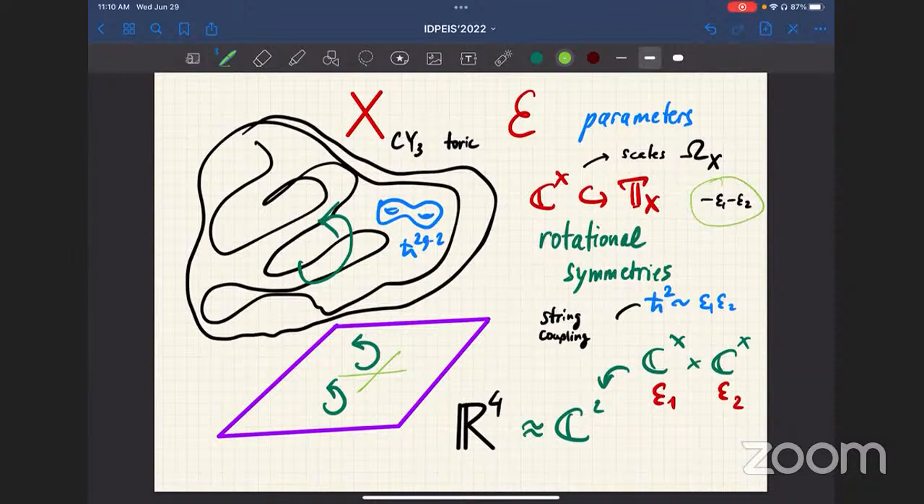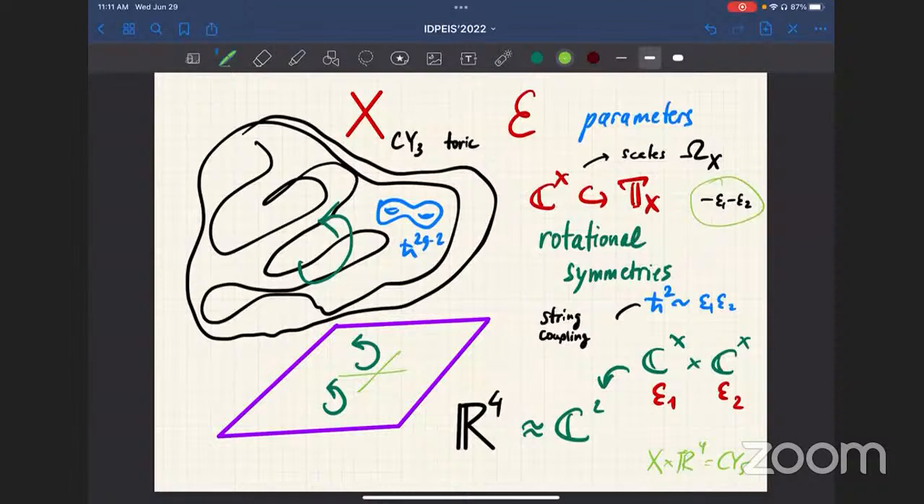is related to the parameters of the rotation of four-dimensional space-time in such a way that if you view the product of X cross R4 as a Calabi-Yau fivefold, then the rotational symmetry preserves the Calabi-Yau five structure. So the five form on the product is invariant.